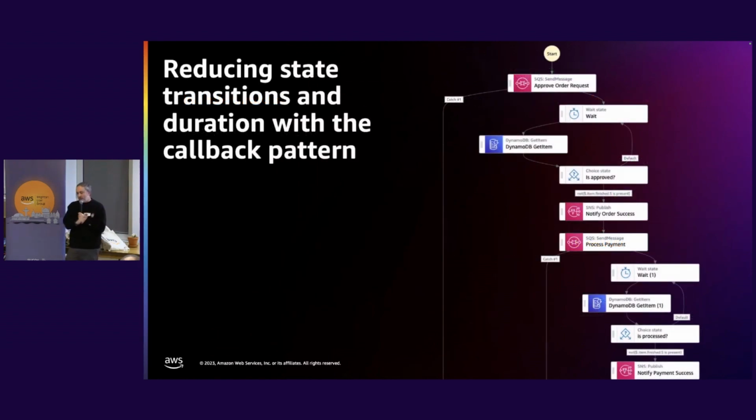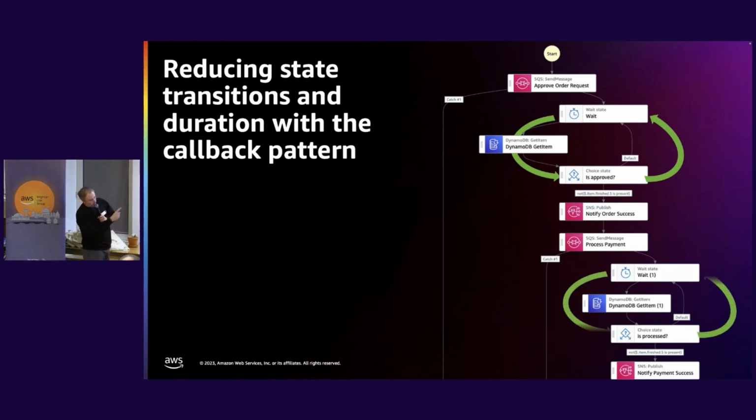I'm going to show this one more time because there's one more big cost optimization you can get out of this. And that's with this piece here. So here I'm polling a DynamoDB table. And we know now that every state transition costs me money and costs me time. That's actually another polling loop down here. So every time I go around this loop, I'm adding 3 transitions to my workflow cost.